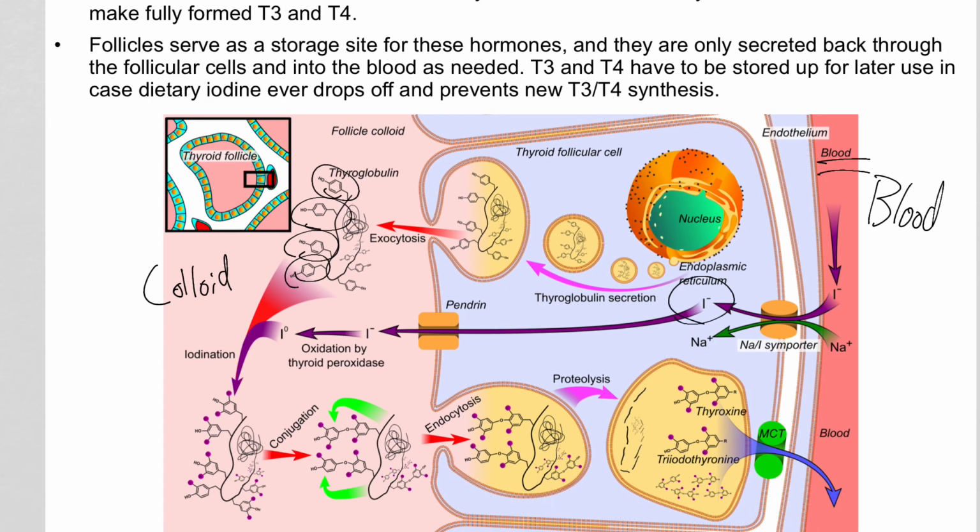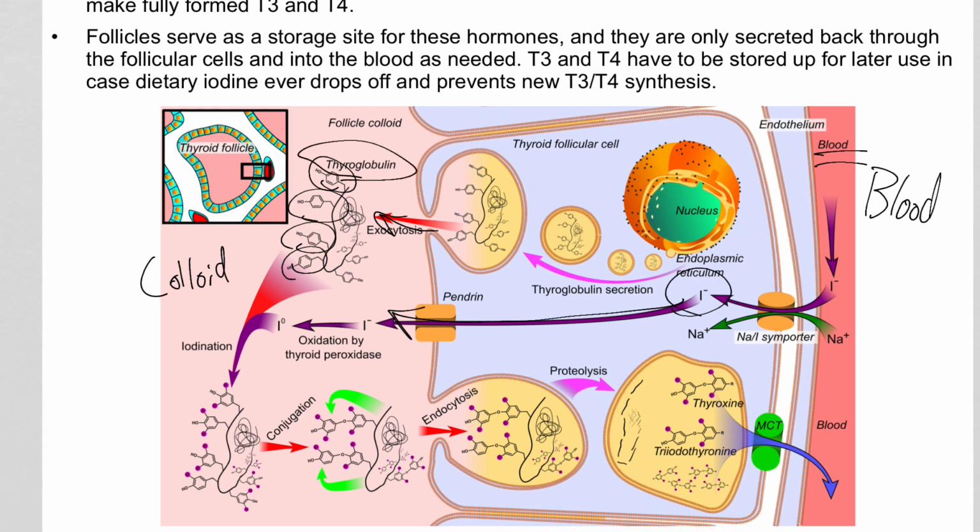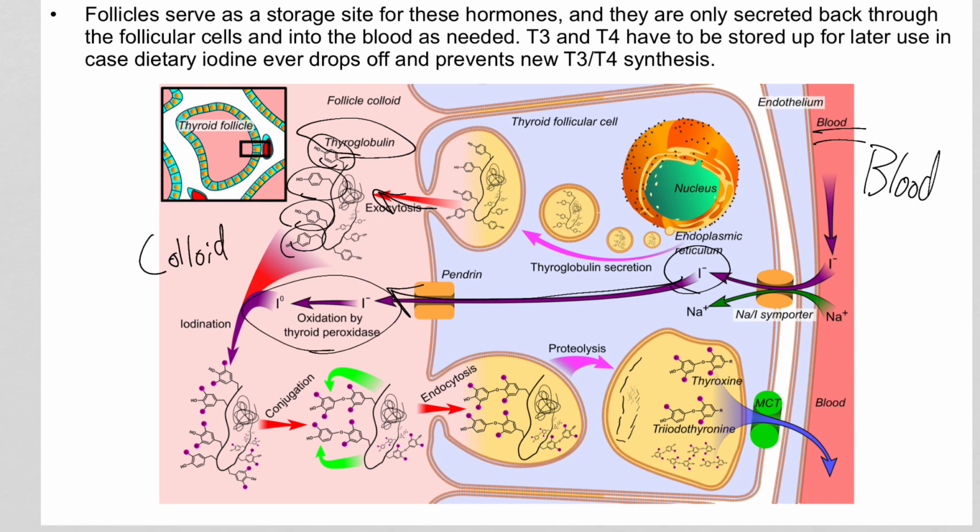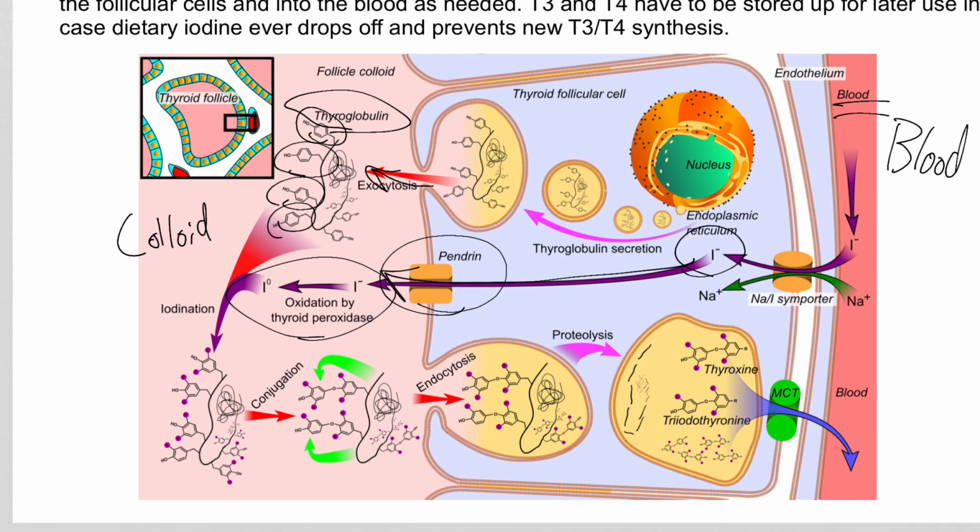And we're taking iodine atoms from the blood and pumping them or exocytosing them into the colloid. And so inside the colloid, you have this thyroglobulin molecule, which contains a lot of tyrosines. You combine that with iodine ions that are imported through this pendrin transporter, and they're then conjugated, right? Just meaning that the iodine atoms are linked to the tyrosine amino acids on that thyroglobulin protein.